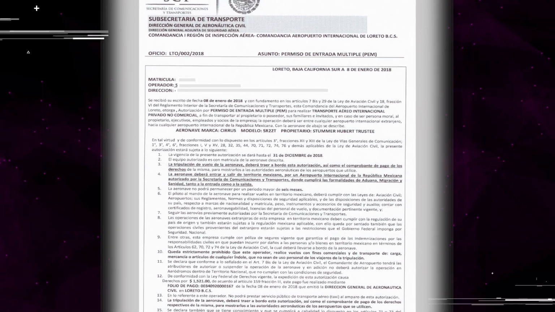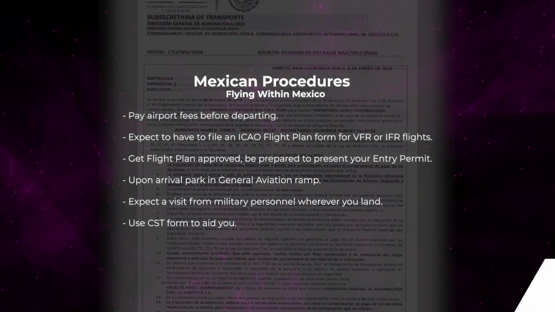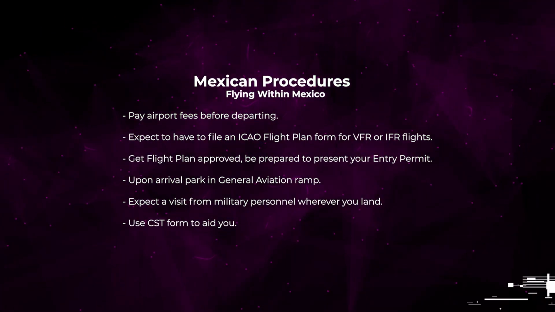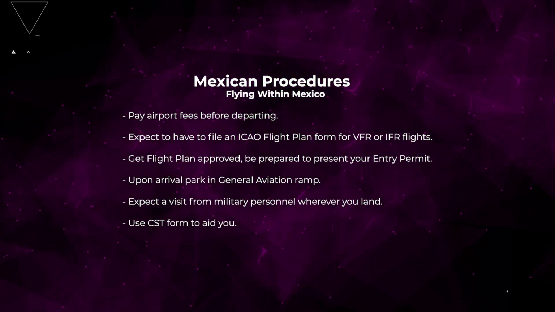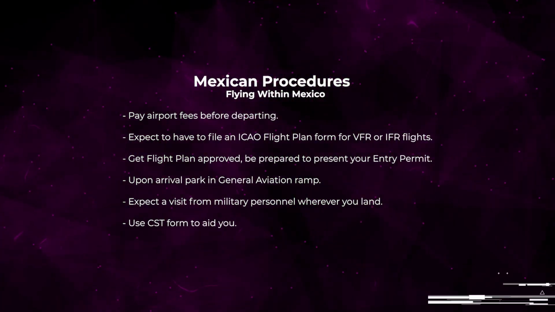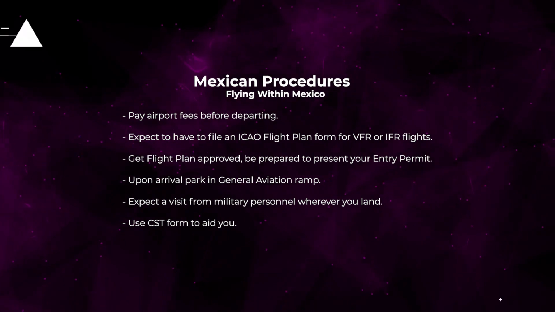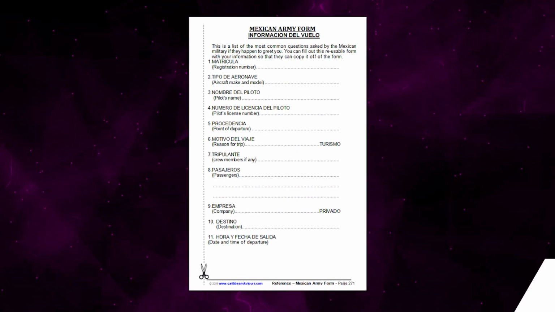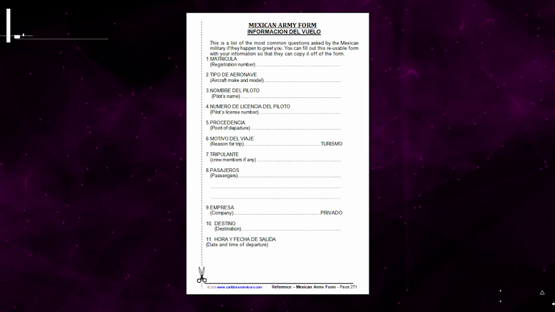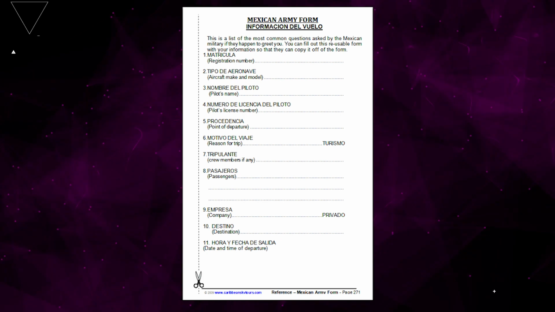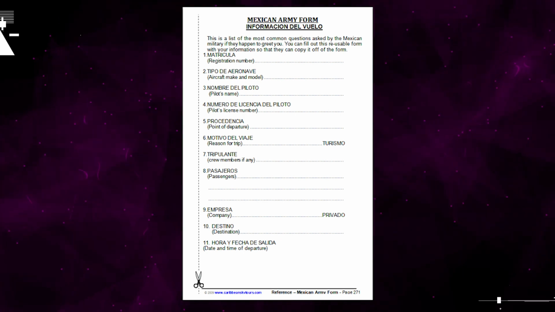Once you have departed and you land at the next airport, they will all typically have a ramp for General Aviation aircraft, and that's where you should taxi to or request, if it's a tower airport, authorization and a clearance to taxi to the General Aviation ramp. Don't be surprised if you're met once again by military staff. The form that I mentioned earlier that you can download from the CST member website is a very useful tool to translate the most commonly asked questions.